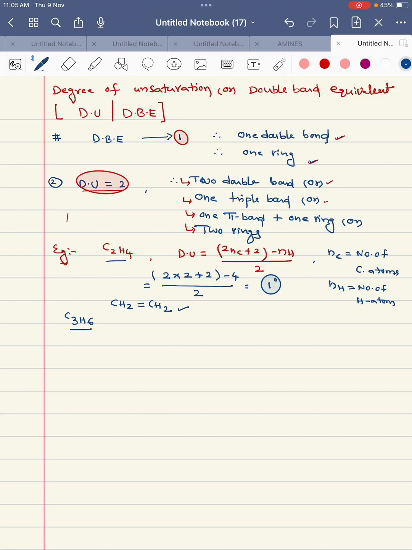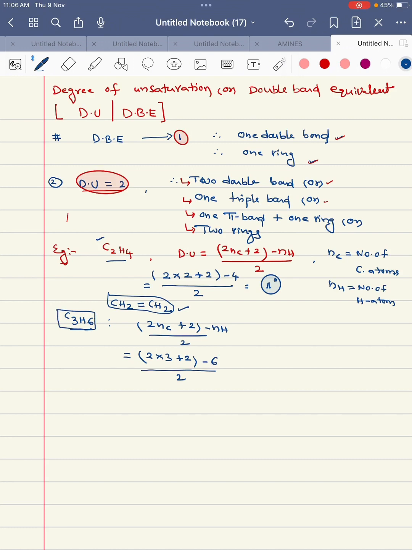Next, C3H6. Here the formula will be written: 2 into Nc plus 2 minus NH upon 2. So the number of carbon atoms is 3, plus 2, minus 6, upon 2. Here you have to remember one thing. I got 1 degree, degree of unsaturation 1 degree. But with this molecular formula, we can't construct only this molecule; a ring is also possible.